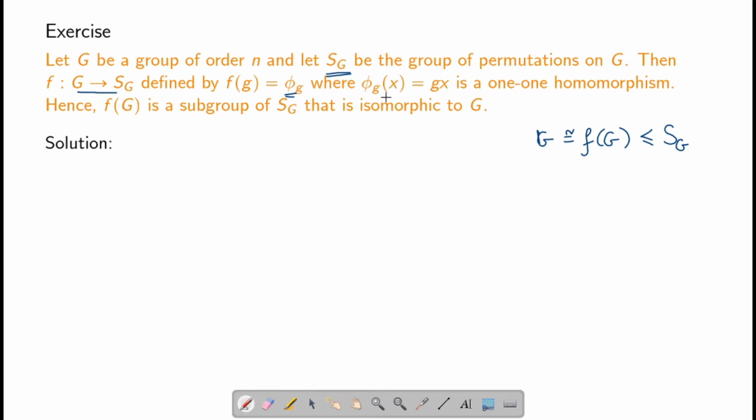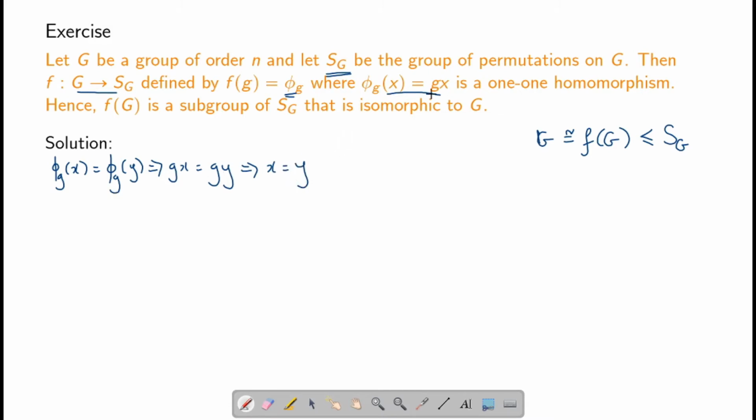You can prove first that phi_g is both 1-1 and onto. It is easy to see that, because if phi_g of x equals phi_g of y, it means that gx equals gy. Hence, multiplying to the left by g inverse, we get x equals y. Okay, so this tells us that phi_g is 1-1.